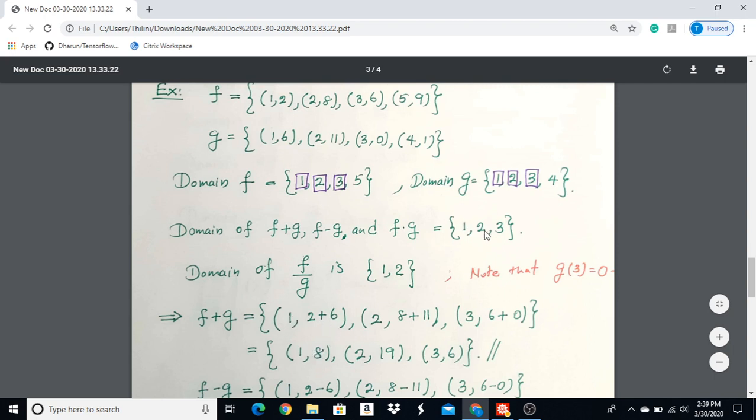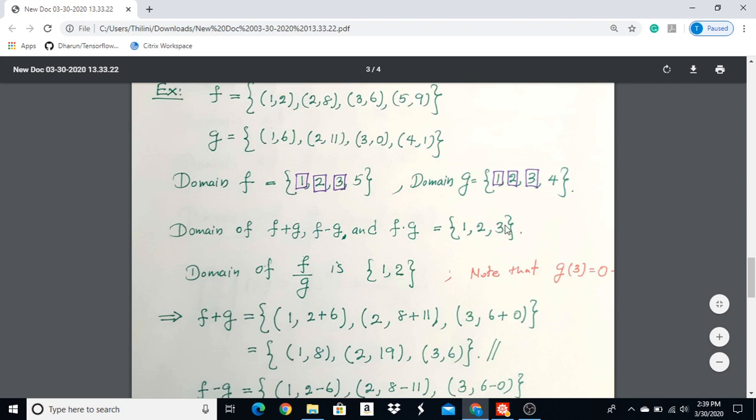We can do the same thing for the second value in the domain, 2. Plugging 2 into the f function, I get 8. Here I'm taking 8, plus, and I'm plugging 2 into the g function, which gives me 11. So 8 plus 11 becomes 19.